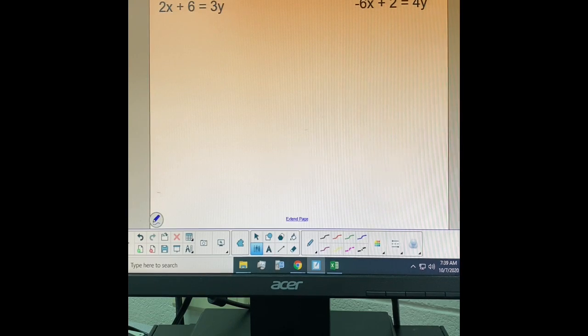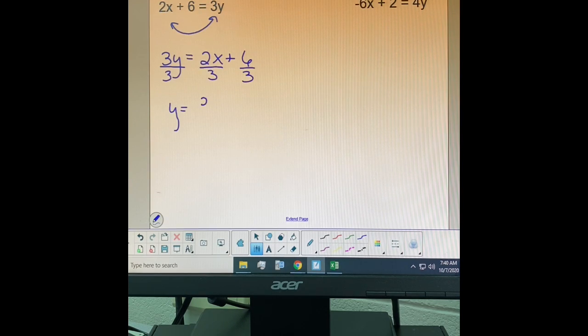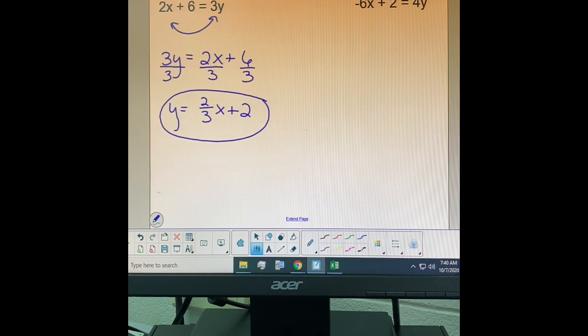Keep practicing. Practice the next few problems by yourself. Maybe pause the video and then check your answers. And don't think just because you get a fraction, 2/3, that you did something wrong. We don't always have integers in our equations. Sometimes we have to simplify our fractions. Make sure we practice that as well.